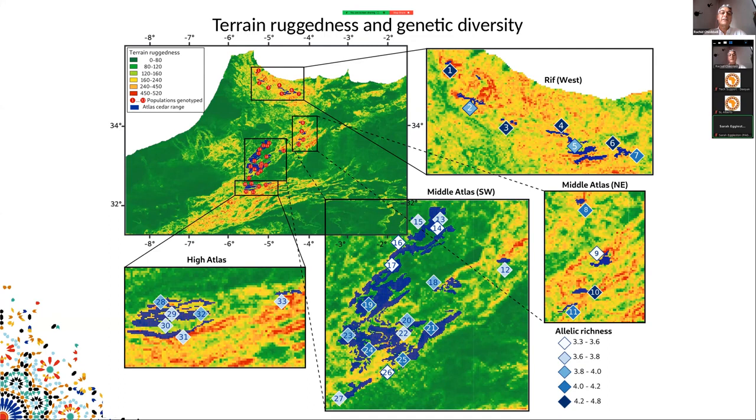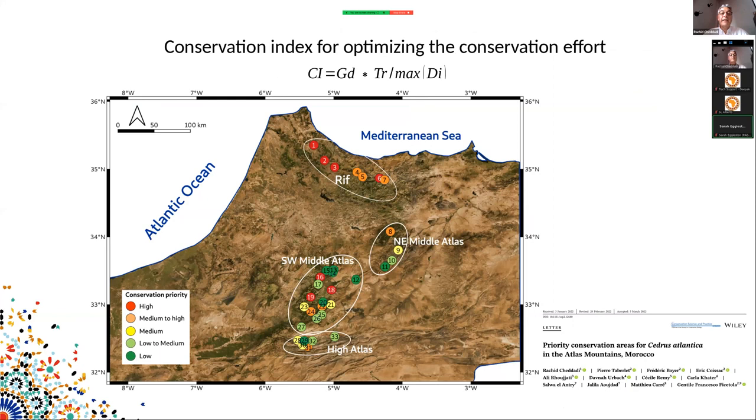So based on the landscape rugosity and the genetic diversity, we tried with many colleagues to build up a conservation index. It is a quite simple index, but it integrates these parameters and it provides us with a hierarchy. This conservation index is based on the genetic diversity of each population, the terrain rugosity of the area where the population is, and it is weighted by a distance between the modern climate envelope of the population and a future scenario. We have published this work last month, in March 2022, in Conservation Science and Practice, if you are interested.